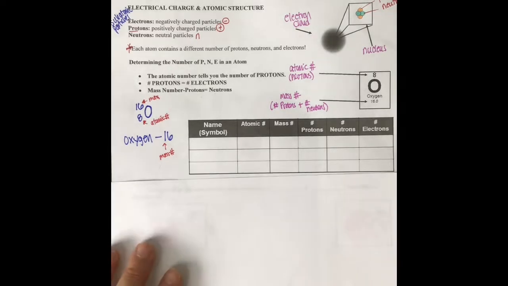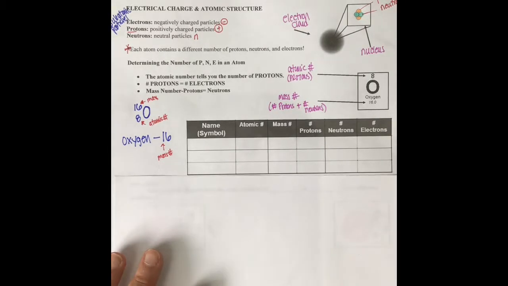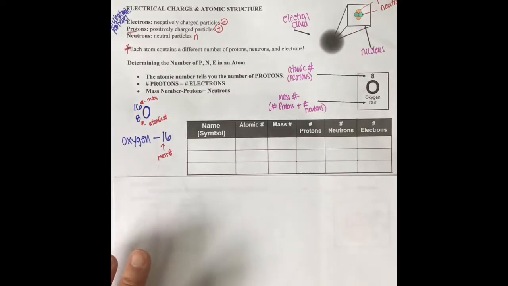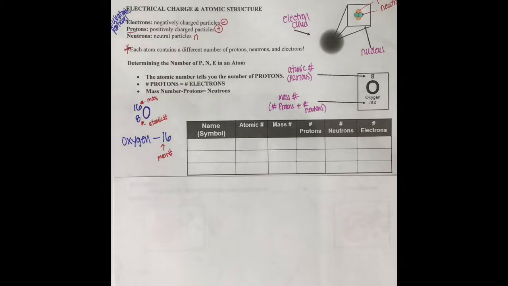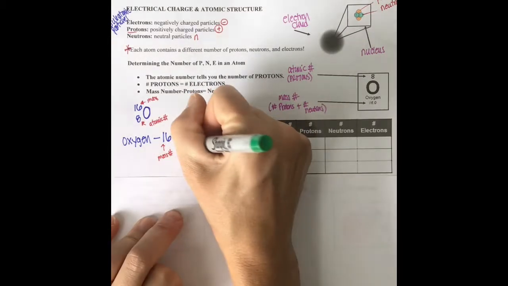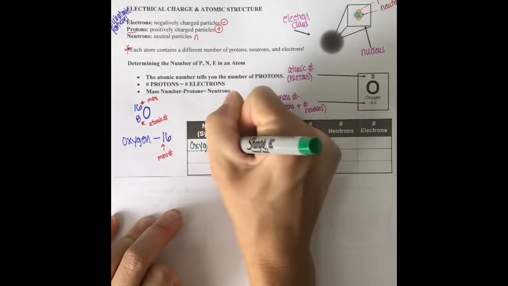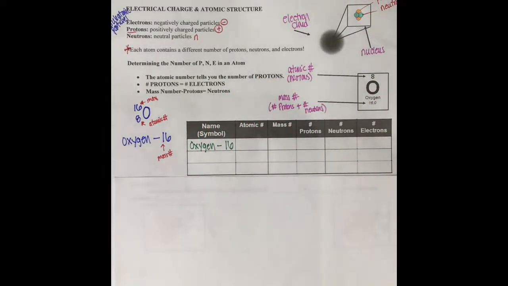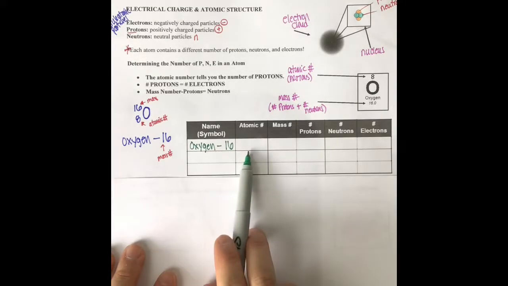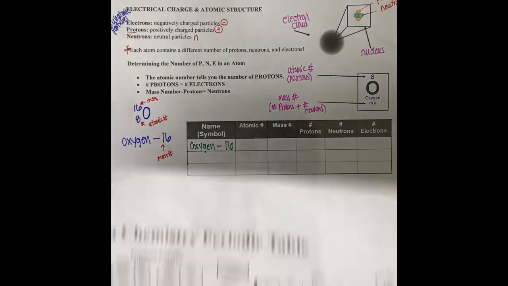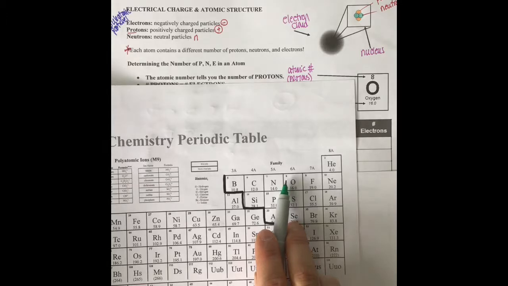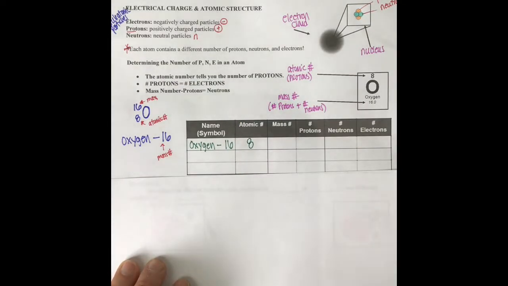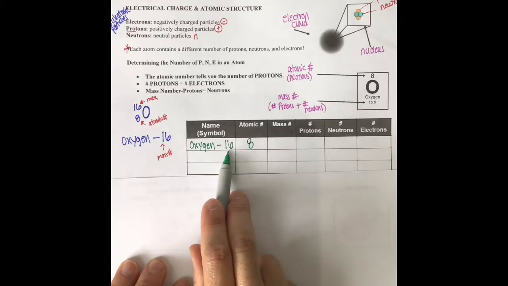We're going to jump into a couple examples where I'm going to ask you to find the number of protons, neutrons, and electrons in different elements. Let's start by doing one together. Let's finish our oxygen example. I want you to work with oxygen 16. Okay, so you would go to your periodic table and you would see that oxygen is element number 8. Its mass, I've already told you, is 16.